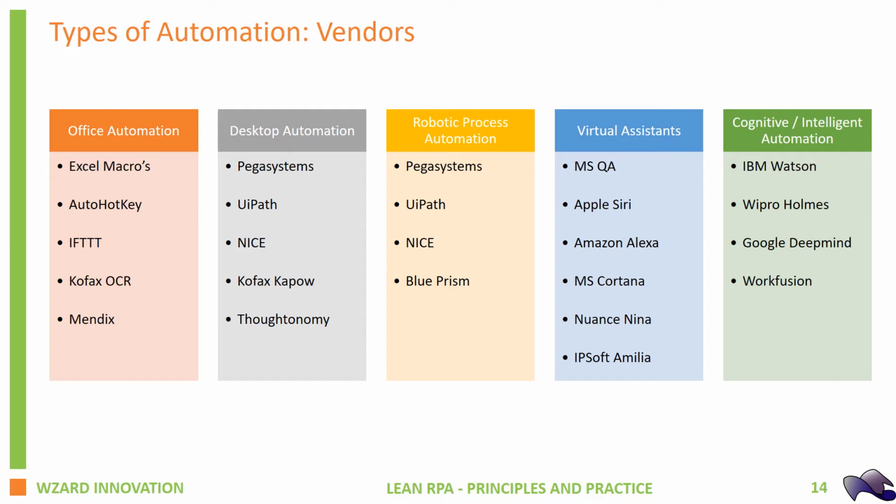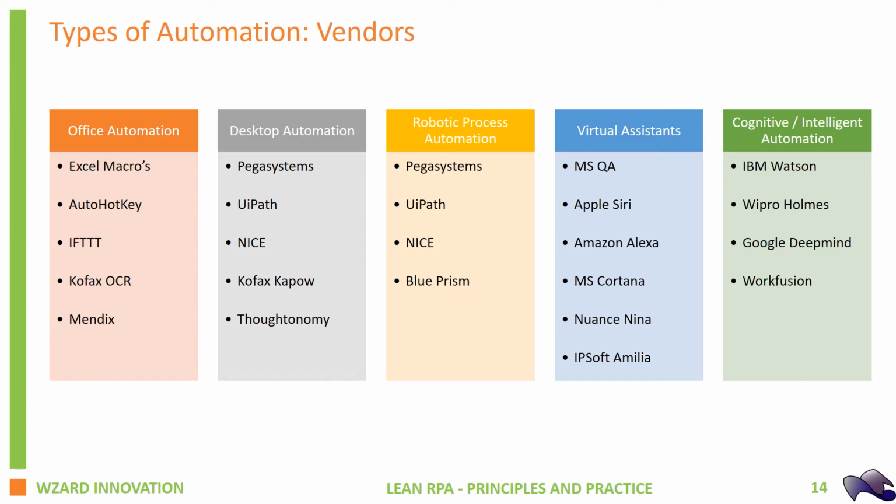Virtual assistants then differ from desktop and robotic process automation because they no longer rely on underlying systems being in place. We've all had experiences with Apple's Siri, Amazon's Alexa, or MS Cortana, which understand natural language in a very natural way.